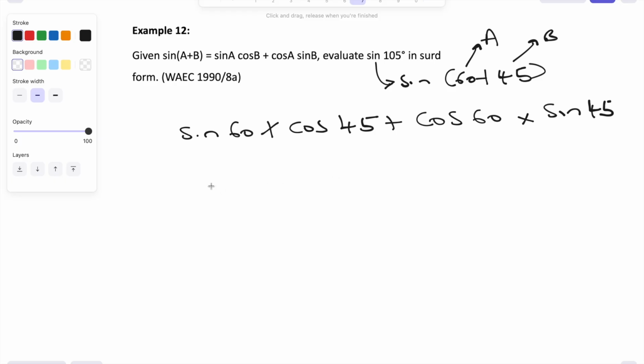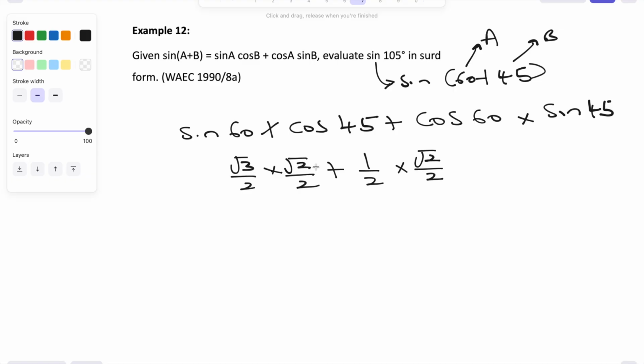You should know what sine 60 is. You can always use the table. So sine 60 is root 3 over 2. So what is cos 45? By the time we do your triangle, that's root 2 over 2, plus cos 60. What is cos 60? 1 over 2, multiplied by sine 45, which is root 2 over 2.